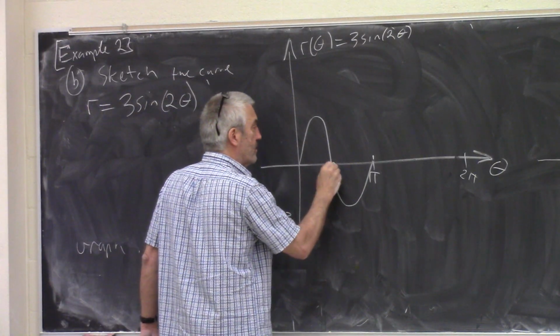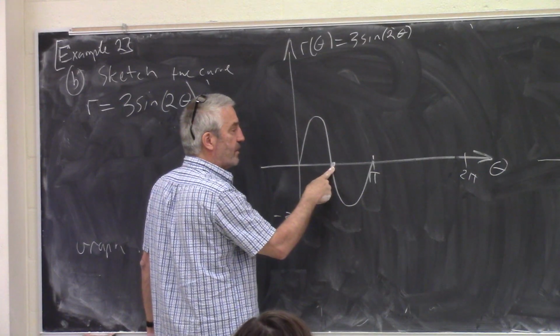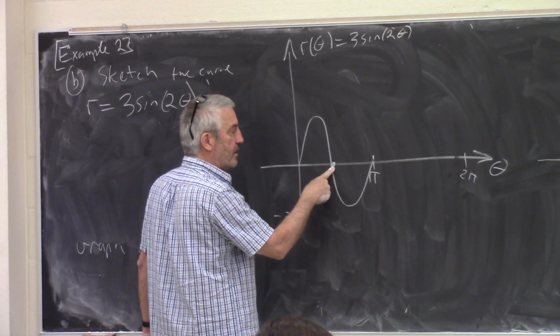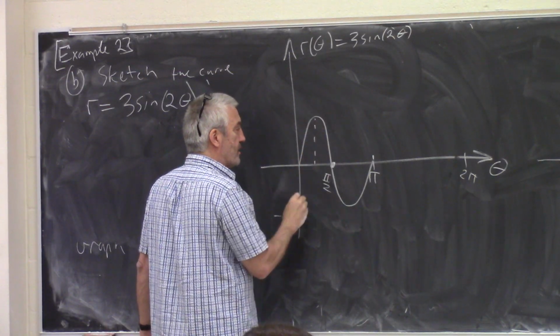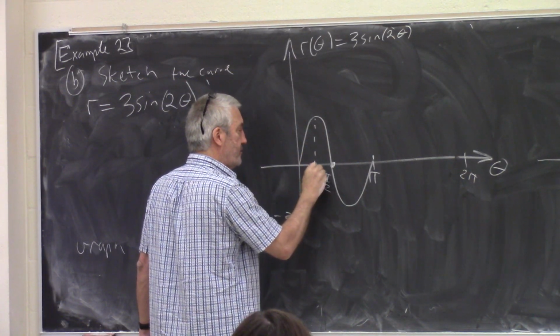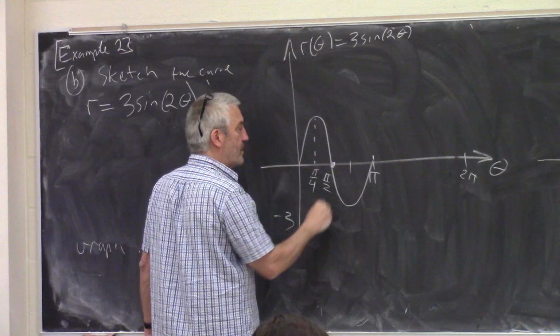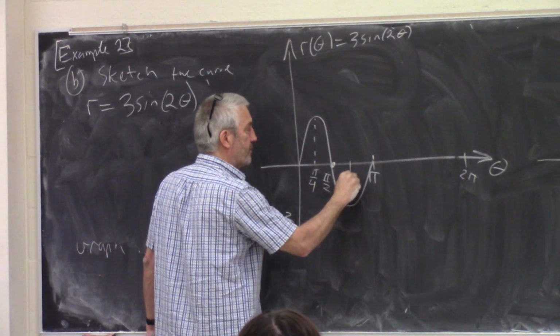And so what's the theta coordinate here? Pi over 2. What's the theta coordinate here? Pi over 4. What's the theta coordinate here? 3 pi over 4.